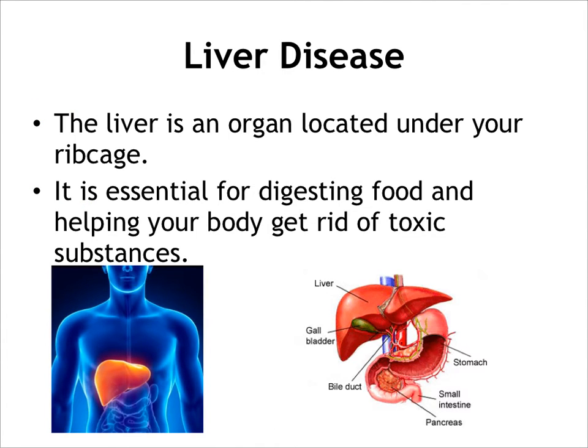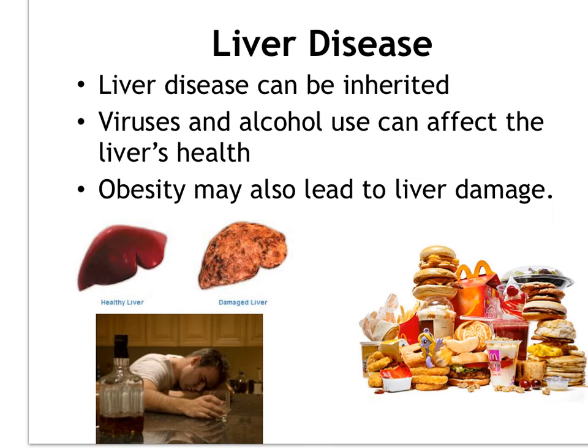Now let's move on to diseases related to a person's liver. The liver is an organ located under your rib cage and is at the right side of your belly. The liver plays an essential role in absorbing, digesting, and processing food. It also helps your body get rid of toxic substances. As you can see in these pictures, a healthy liver is reddish brown in color, while a damaged liver is severely discolored.